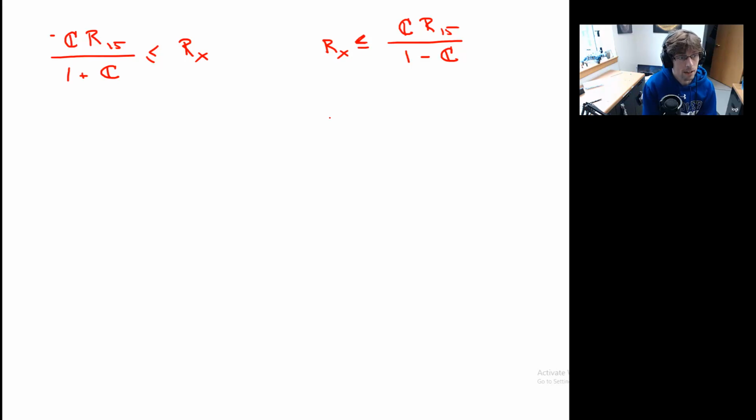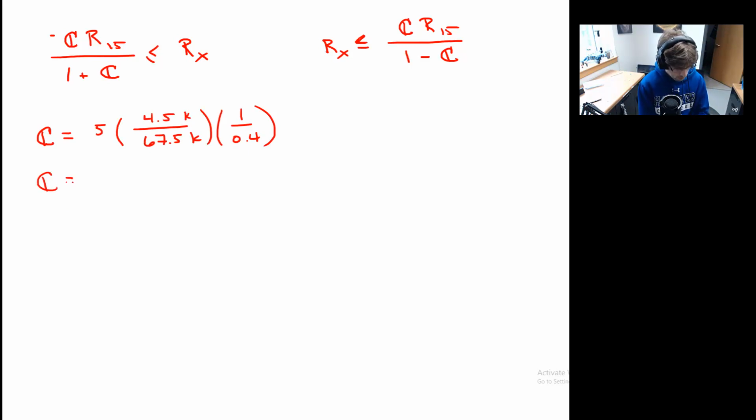We better figure out what that constant is. So what is this constant going to be equal to? Let's find out. 4.5 divided 67.5, it's probably like 1/16, something like that. Times 5 divided by 0.4. Let's get a fraction here. So I get a constant that is 5/6. So now we can say, okay, well, negative 5/6 times 15k divided by 1 plus 5/6, that will be equal to my Rx value.